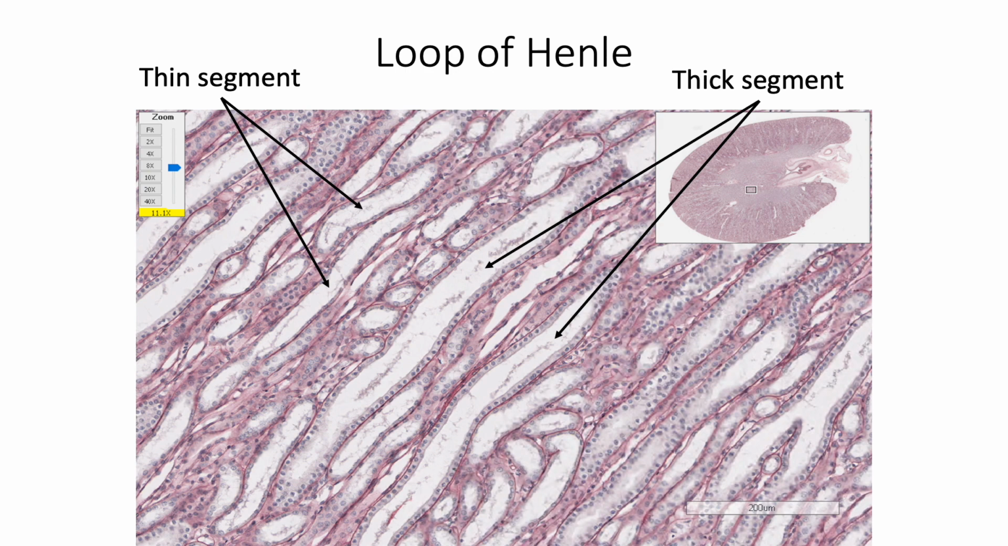Length of loop of Henle varies depending upon the position of the renal corpuscle in the cortex and whether the nephron is a short-looped or a long-looped nephron. Vasa recta form a network around the tubules of loops of Henle, and they help in countercurrent exchange of water and solutes.